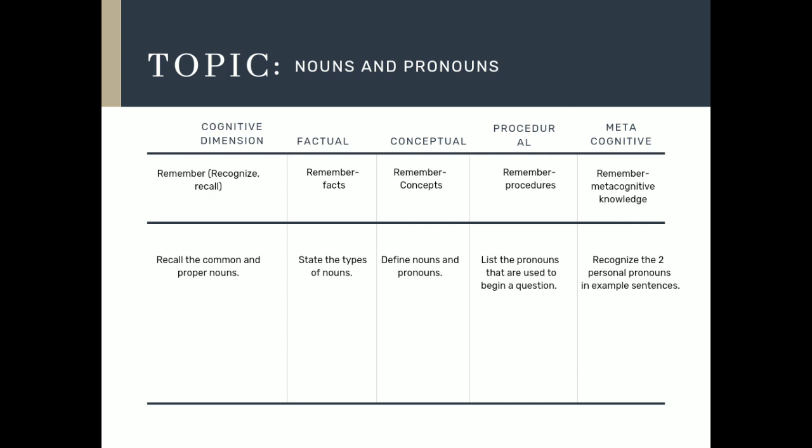The third column is remember concepts, so I wrote: define nouns and pronouns. For the fourth column, which is remember procedures, I wrote: list the pronouns that are used to begin a question. And for the fifth column, which is remember metacognitive knowledge, I wrote my learning objective, which is: recognize the two personal pronouns in example sentences.